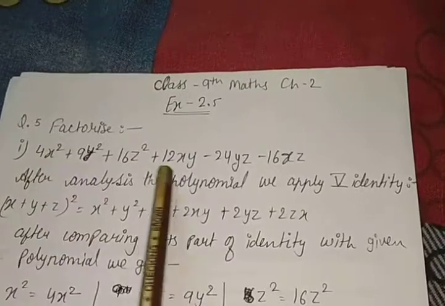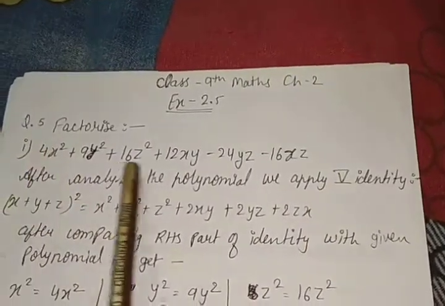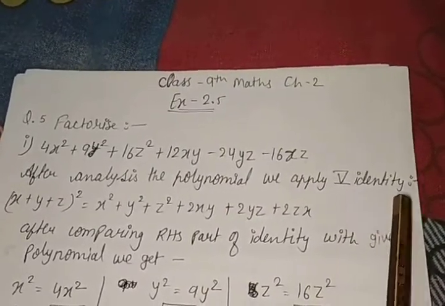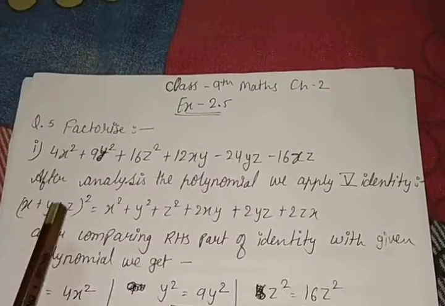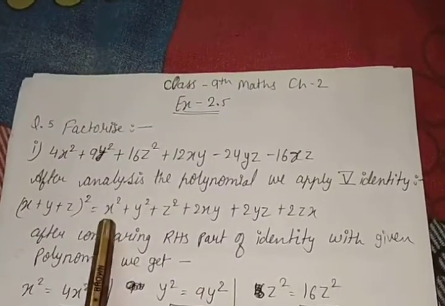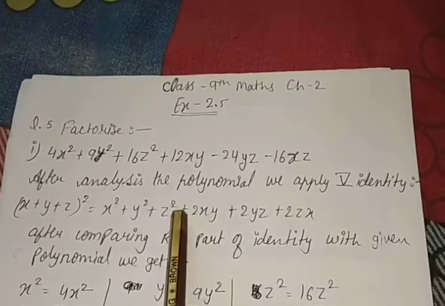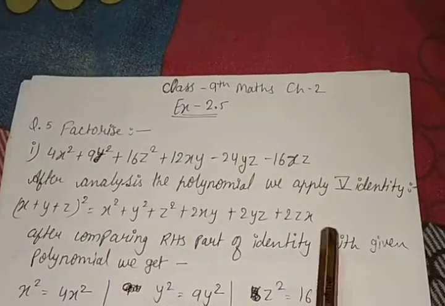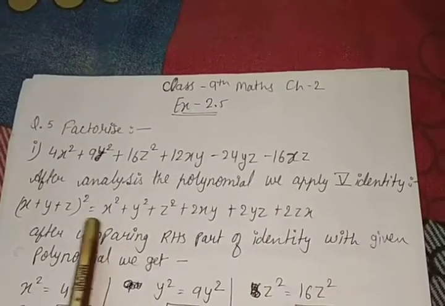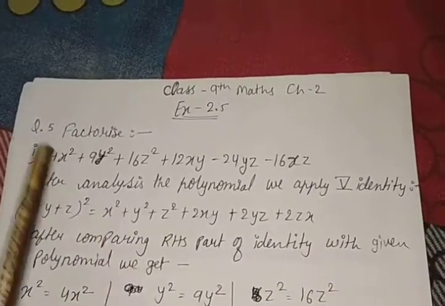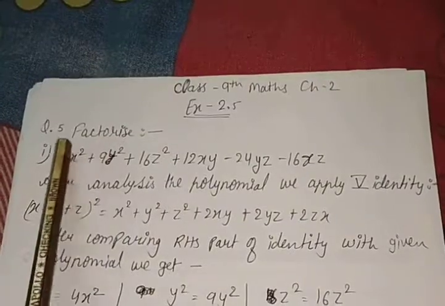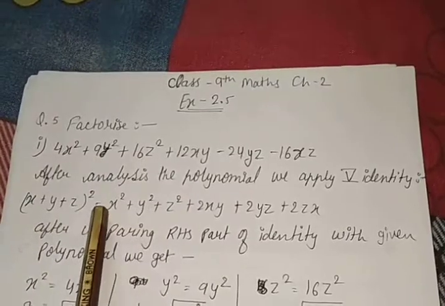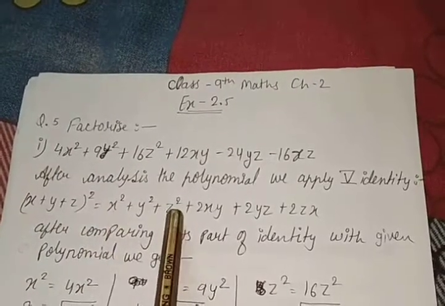So after analyzing this polynomial, we conclude that we have to apply the fifth identity to factorize this. The fifth identity is (x + y + z) whole square is equal to x square plus y square plus z square plus 2xy plus 2yz plus 2zx. We can clearly see that the expansion of this identity is almost the same as the given polynomial. As this has 3 terms in square, the identity also has 3 terms in square.